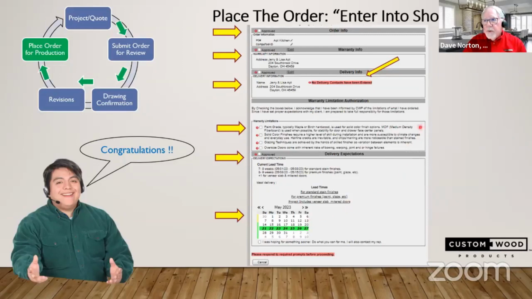So when you get to enter into shop, we have a whole lot of things you have to approve. You're going to approve the job information. You're going to approve the warranty address as well as the delivery address.